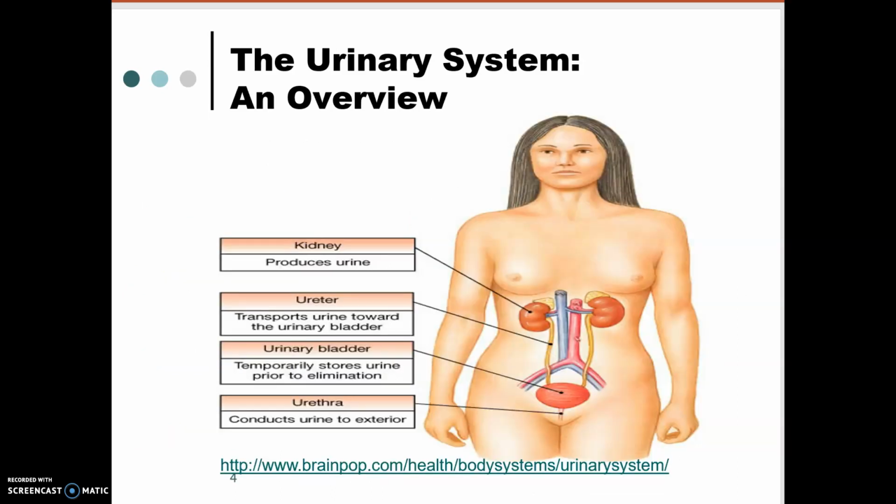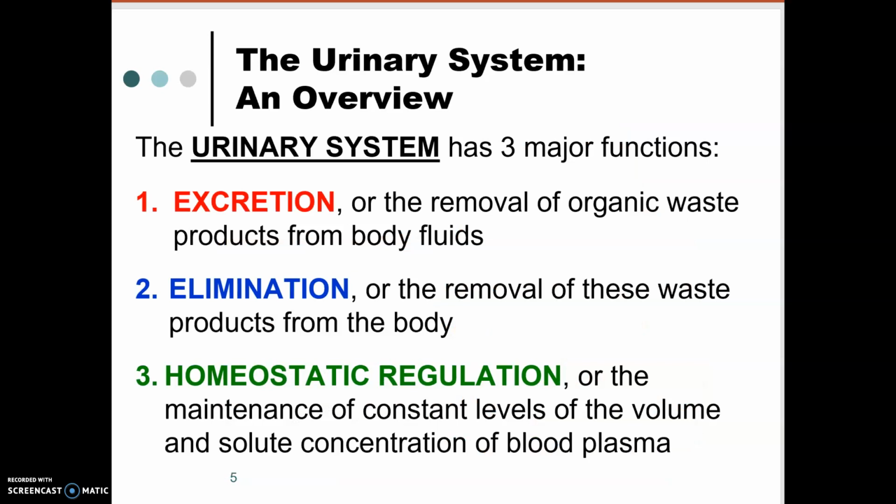You can see here, this is a great slide. This gives you the major function of each part of the urinary system: the kidneys, the ureters, the urinary bladder, and then finally the urethra. So this is a good slide to give you a quick, concise summary of what each part does.